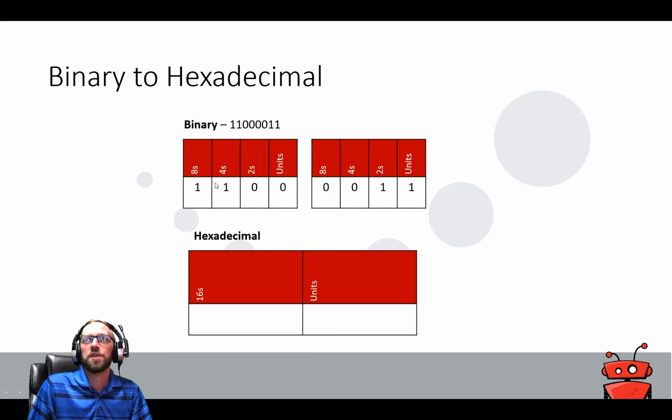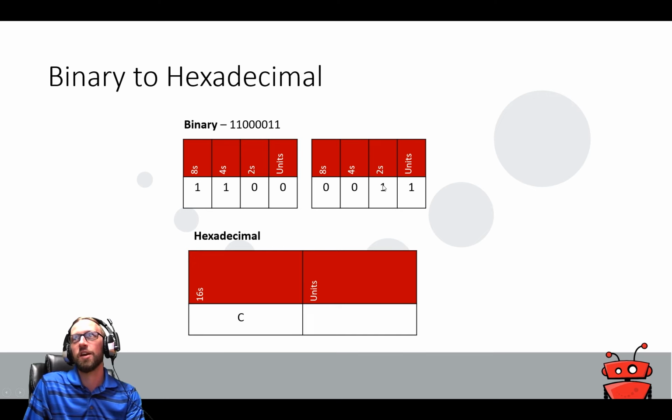So let's start with the first nibble here. We've got 8 plus 4, so that is 8, 9, A, B, C. So our first significant digit in hexadecimal is going to be a C. And over here, we have 2 and 1, so that's 3, which is 3 in hexadecimal. So the binary number 11000011 equals C3 in hexadecimal.